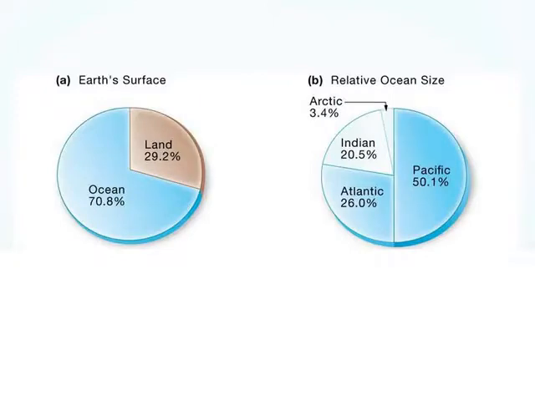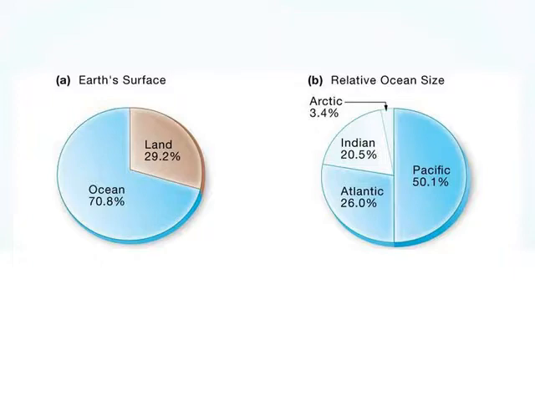So if we look at these pie charts, you can see that the ocean takes up about 70% of the Earth's surface, whereas land only takes up a little less than 30%. Okay, so the majority of our Earth is water, and when you divide up the water portion of that pie into the different ocean basins, you can see that the Pacific takes up the most space, about 50% of the surface area of that ocean portion.